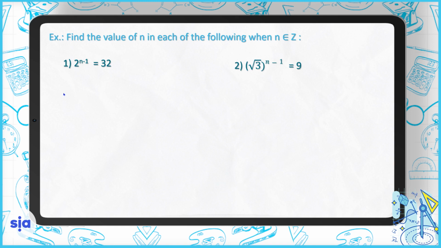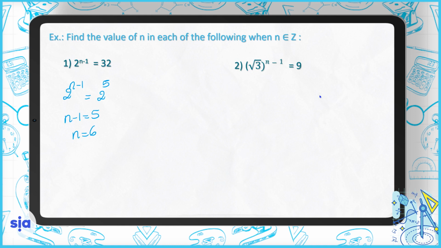Let's now move to another type of question, which is trying to find the value of n in each of the following equations. In order to be able to find the value of n, try to make the two sides having the same base. So in here, 2 to the power of n minus 1 equals 32, and 32 is 2 to the power 5. If the base is equal to the base, automatically the power is equal to the power. So n in this case is equal to 6.